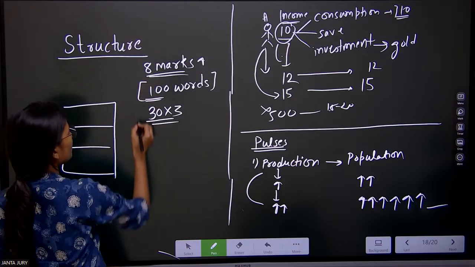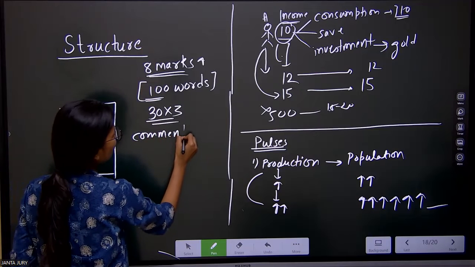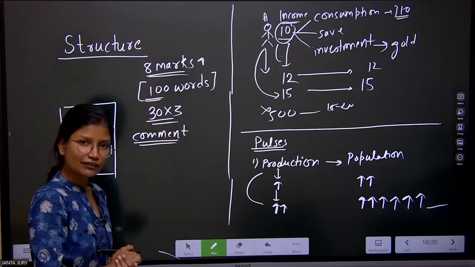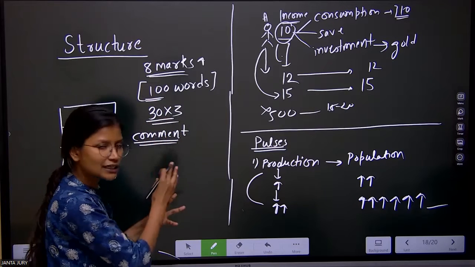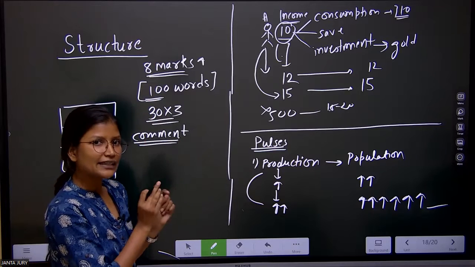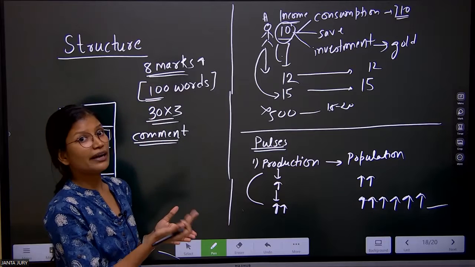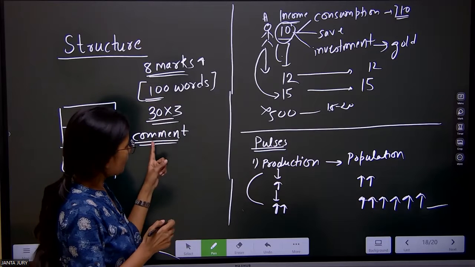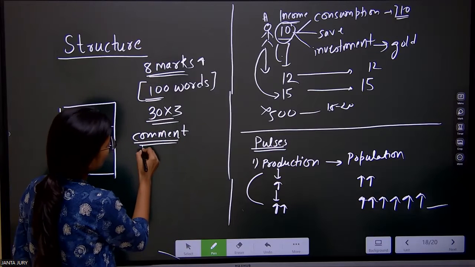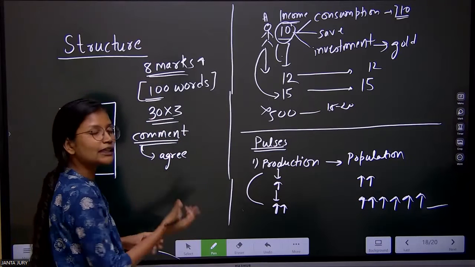Also, remember the keyword was comment. We had to comment on whatever statement was given. So whenever the question is asking us to comment on a particular statement, what do we have to do? Either we would be majorly agreeing with the statement, or we might disagree with it. First of all, we will agree with the statement, because there is nothing to disagree with.